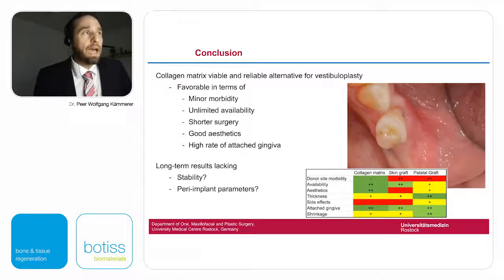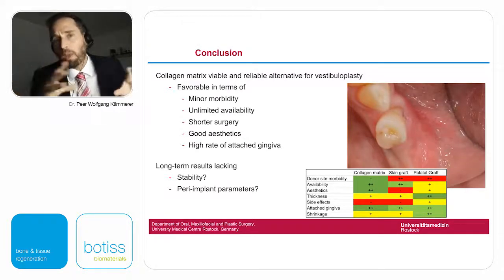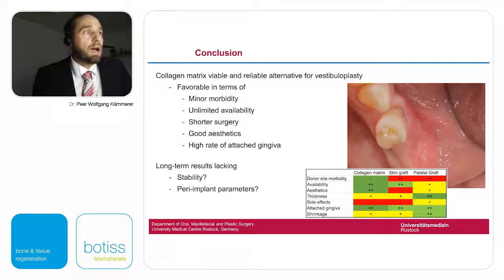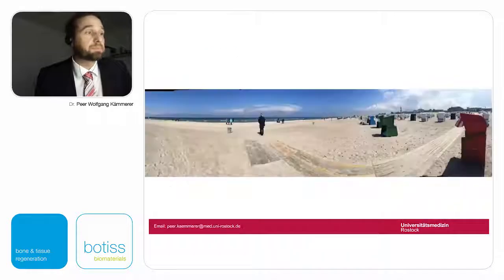At the moment we have a lack of long-term results when using these membranes. It's difficult to have long-term results of longer than, let's say, 1 year. At the moment we have 1 year results. We will wait now for the next years. The stability at the moment turned out to be good, and we did not see any peri-implant changes. But we don't know what will happen within the next years.